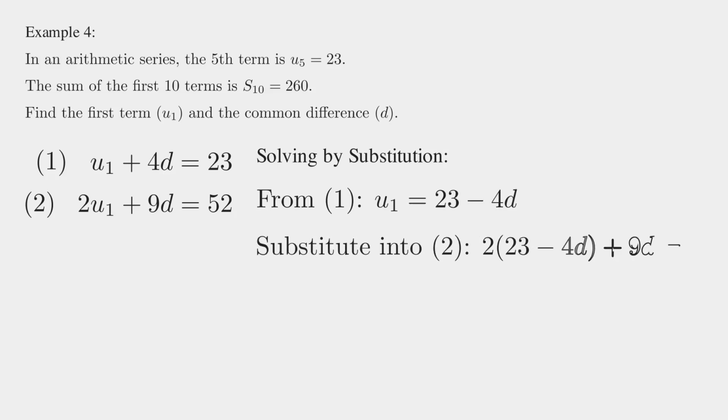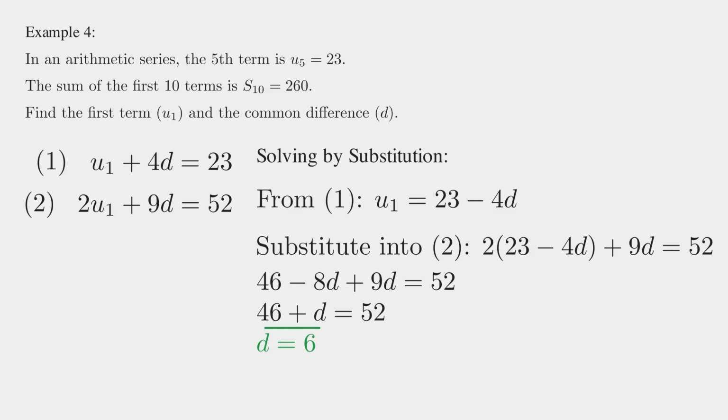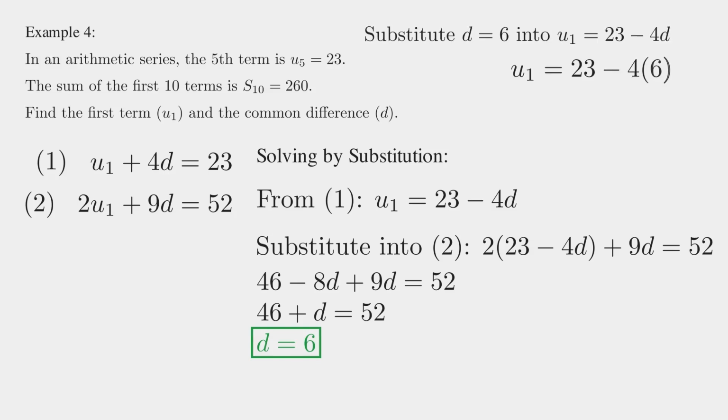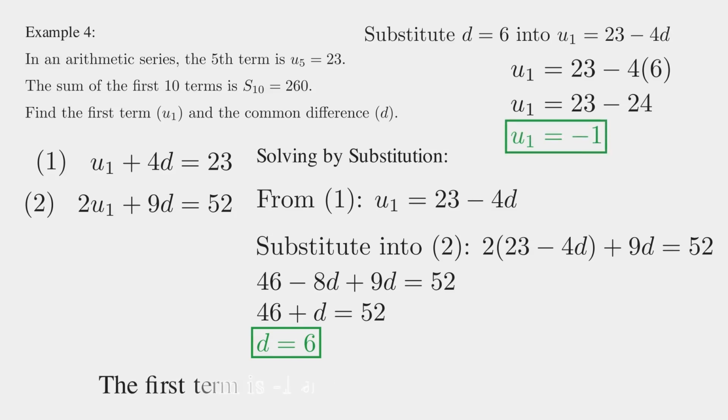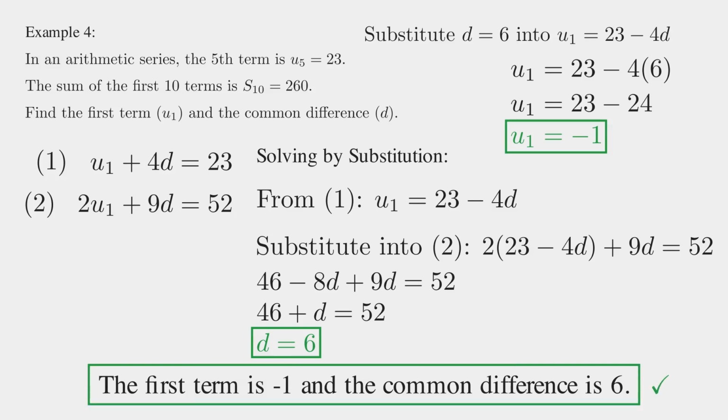Now substitute u1 in the second equation. This will tell us 2 into 23 minus 4d plus 9d is equal to 52. This is a linear equation with one unknown. Distribute 2 and then combine like terms. This will give us 46 plus d is equal to 52. Now subtracting 46 from both sides, we get d is equal to 6. Replacing now d into the first equation, we get u1 is equal to minus 1. So the first term of the arithmetic series is minus 1 and the common difference is 6.